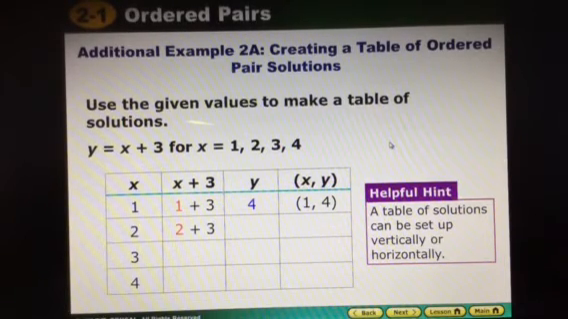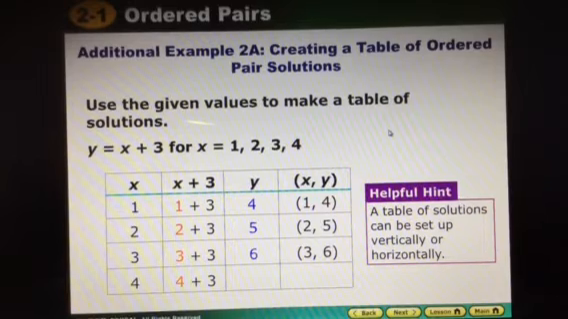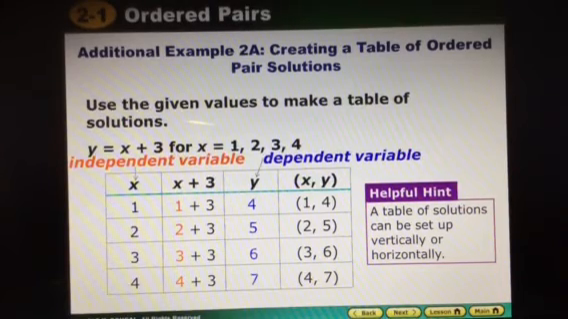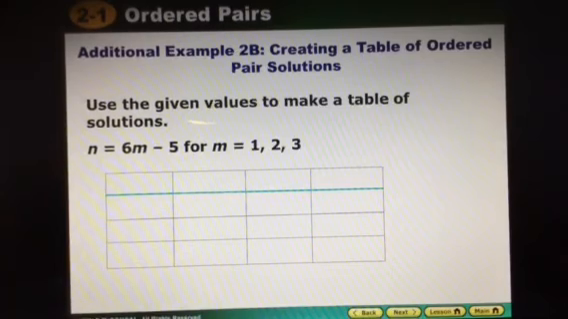So x is 2, 2 plus 3 is 5, so it's 2, 5. x is 3, 3 plus 3 is 6, so it'll be 3, 6. And then for 4, 4 plus 3 is 7, so it would be 4, 7. And again, this shows our independent and dependent variables, which is something you really need to know.